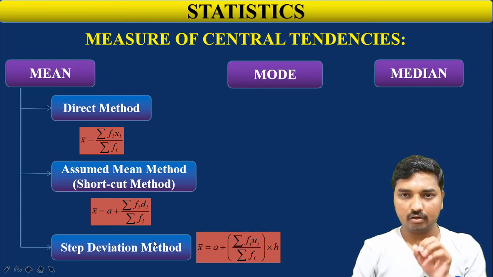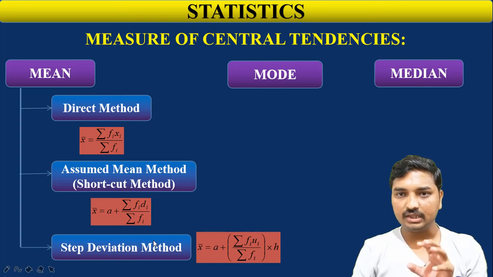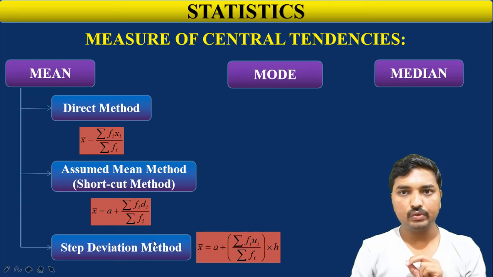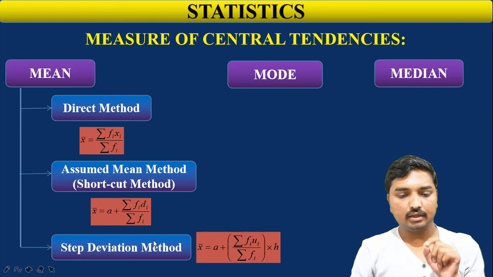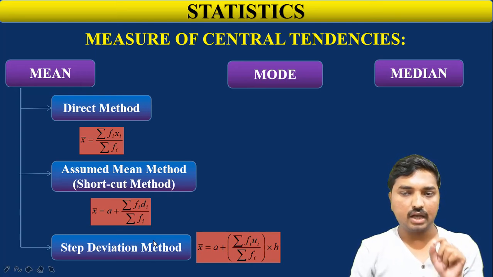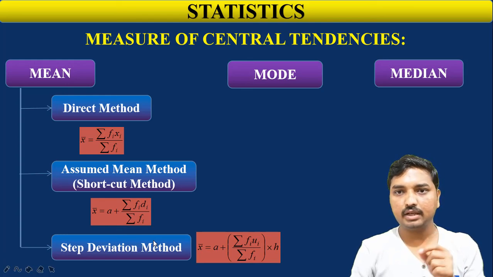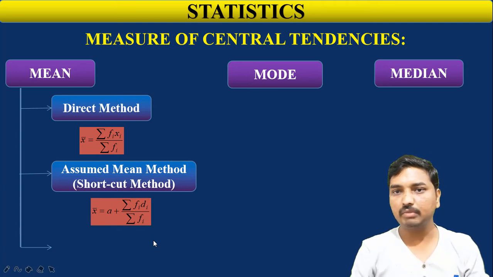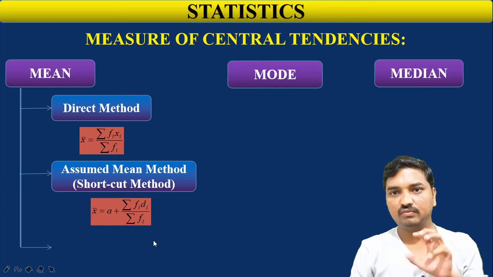But in this academic year, two topics in this chapter have been removed. Among them, one is the step deviation method. So remember, in this academic year the step deviation method is removed. I have already sent you the deleted topics, so please check them. That's why I'm not going to discuss the step deviation method later. I'm going to discuss only the direct method and the assumed mean method. Only two methods will be used.